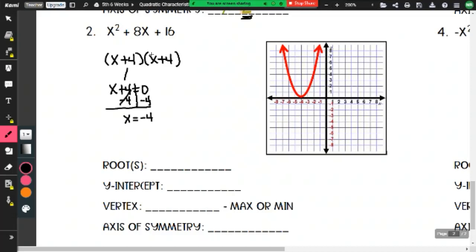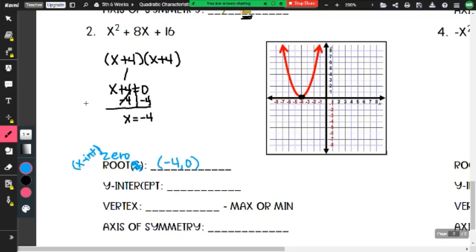And what do you notice? My zero or my root is what? And there's only how many? How many times does it touch or cross the x-axis? 1 time. So that means there's only one root. There's only one zero. And that is possible. It is possible to only have one x-intercept. So give me the ordered pair for that x-intercept. Negative 4, 0.